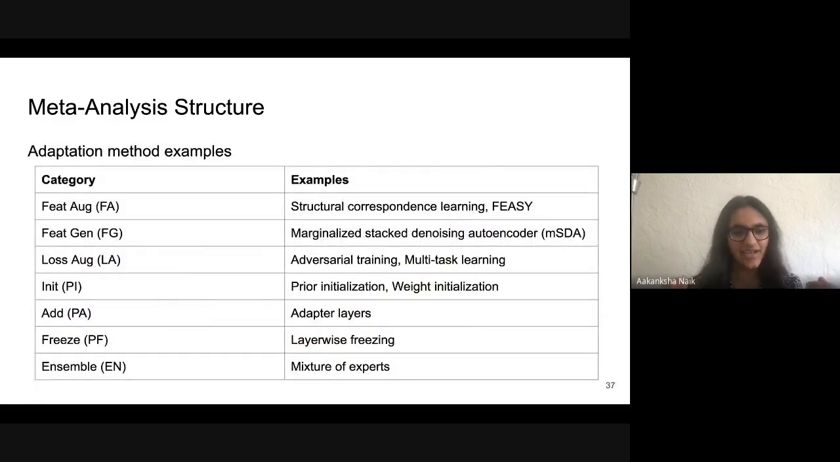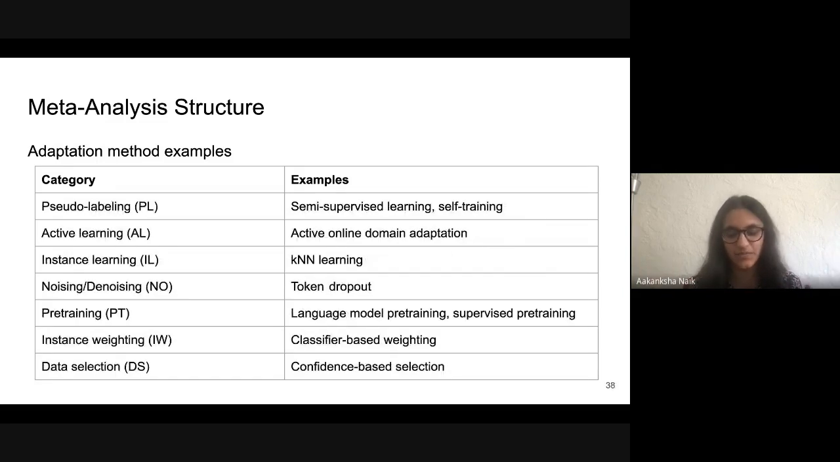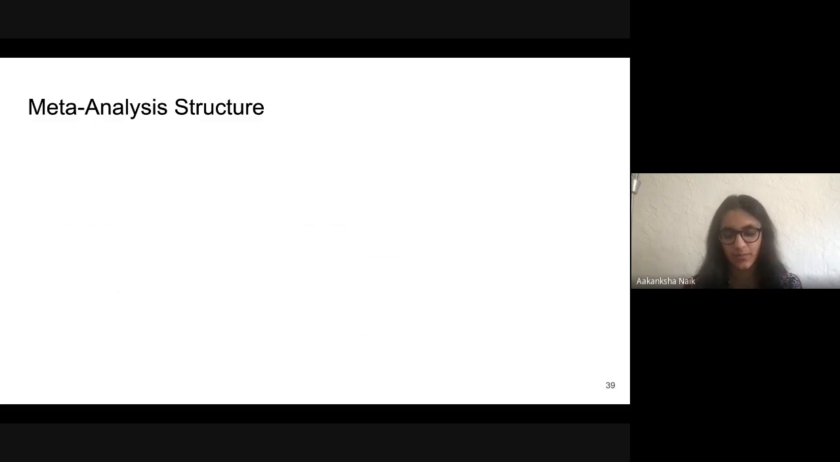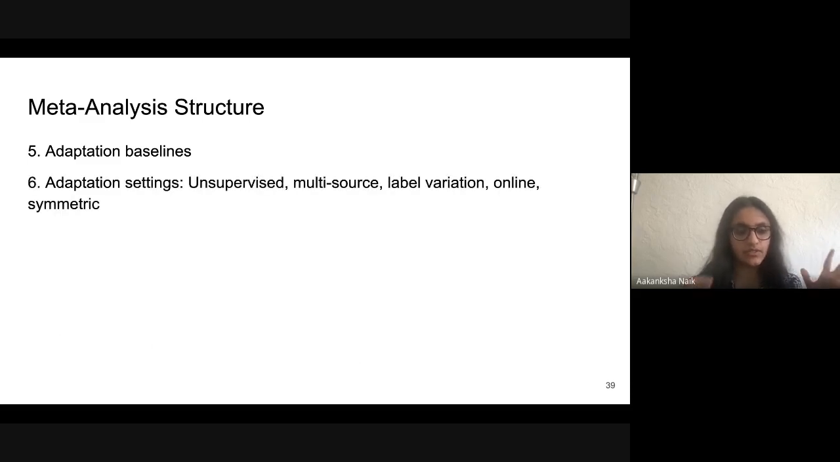This slide and the next slide have a few examples of what adaptation methods would fall into each category, but I'm just going to quickly skim this for the time being. We can revisit this if people are interested later. In addition to what are the adaptation methods used in the work, we also cataloged stuff like what are the other baseline adaptation methods that this method was compared against, what are the adaptation settings in which these methods were tested, was it unsupervised, did they look at multiple source domains, was there variation in the label space, etc.